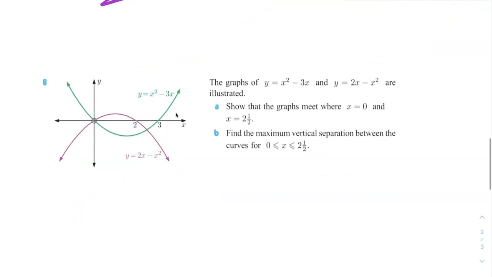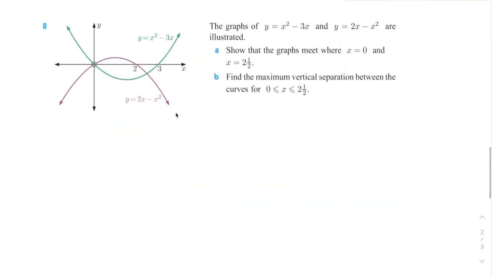Okay, let's do one more. The graphs of y equals x squared minus 3x and y equals 2x minus x squared are illustrated. Show the graphs meet where x equals 0 and x equals 2.5. There they go again with the decimals. So I show where these two things match, which is right here and right here.